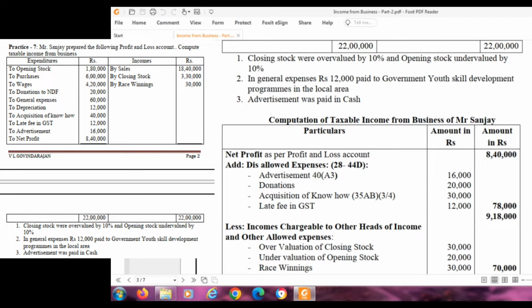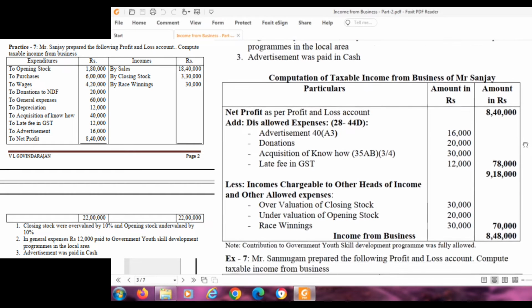Okay. Next. Opening stock undervalued by 10%. How much opening stock? 1,80,000. So this 1,80,000 was valued not at 100%, only at 90%. For 90%, 1,80,000 means what for 100%? It will be 2 lakh. When we increase 1,80,000 to 2 lakh, the expenses will increase, which means the profit will be reduced. So we have to deduct it. Undervaluation of opening stock, 20,000.